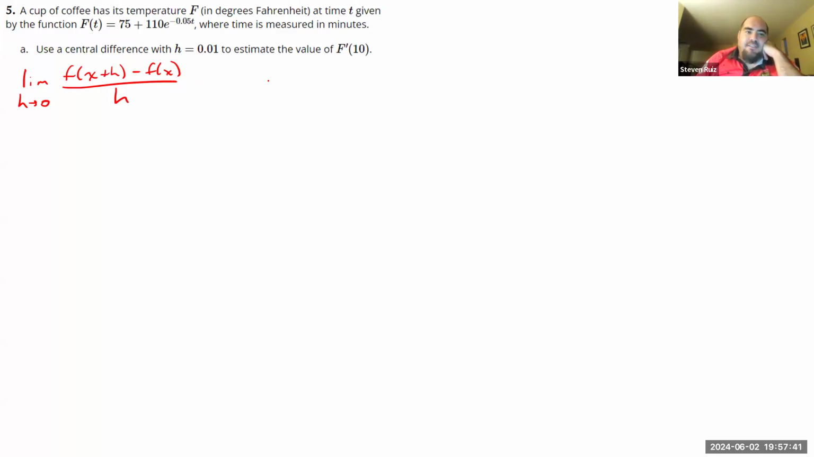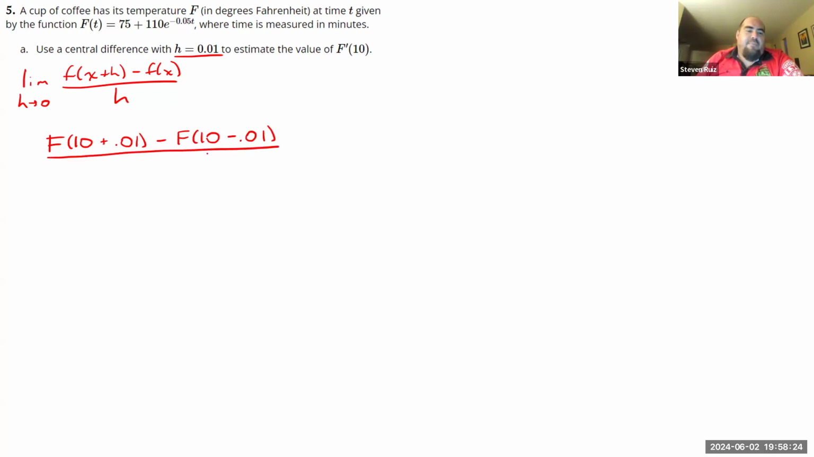The central difference is instead of having some base value of x and using h to deviate from there, we are going to deviate on both sides from the base point, in this case 10. So here's essentially what we're going to do. We're given this h value of 0.01. I want to evaluate the function at 10 plus 0.01, and I want to evaluate the function at 10 minus 0.01.